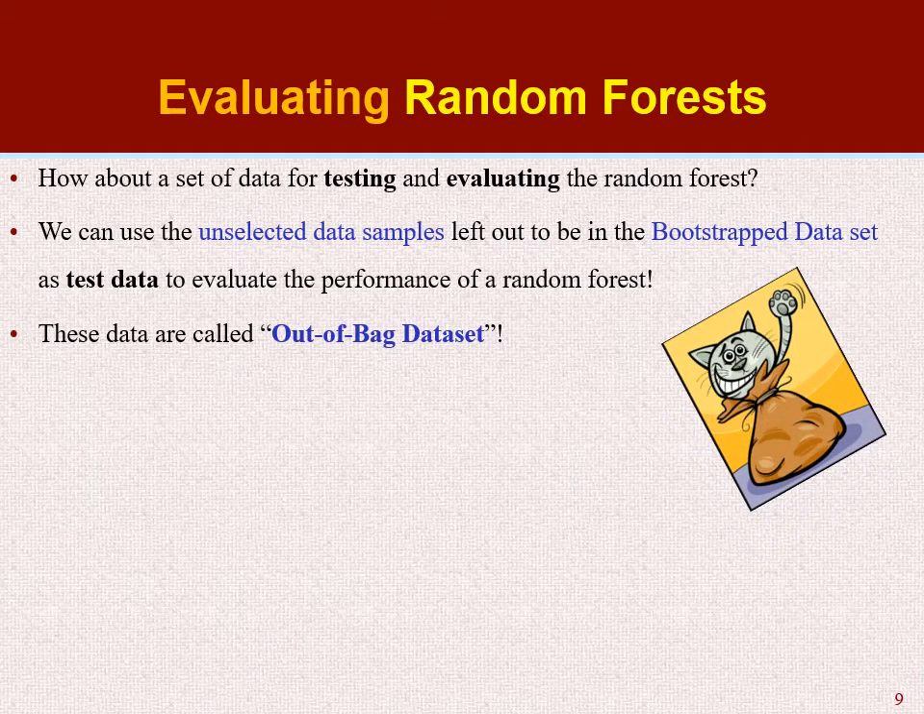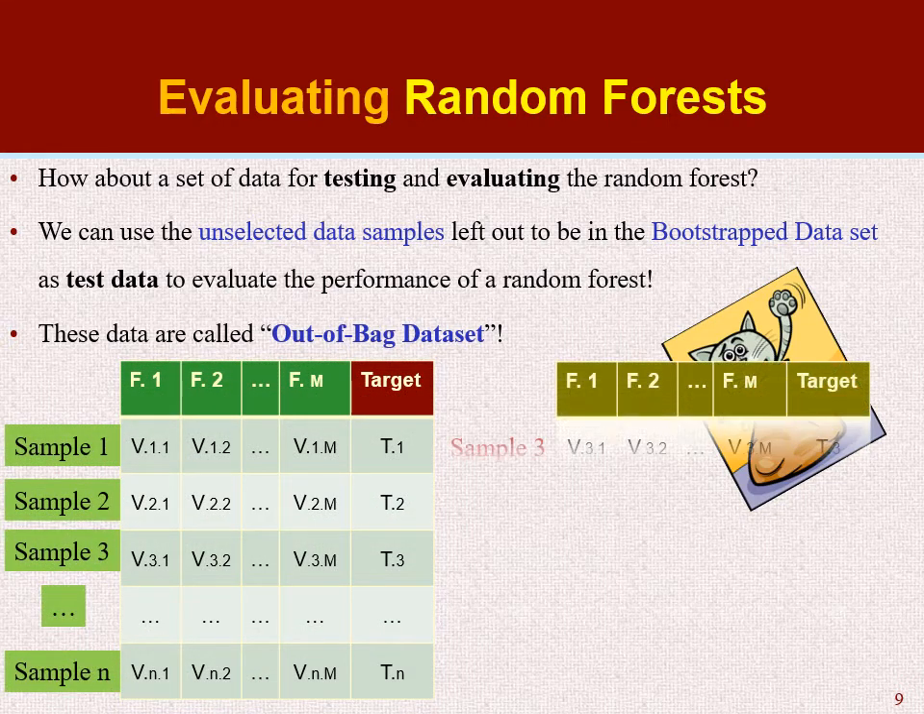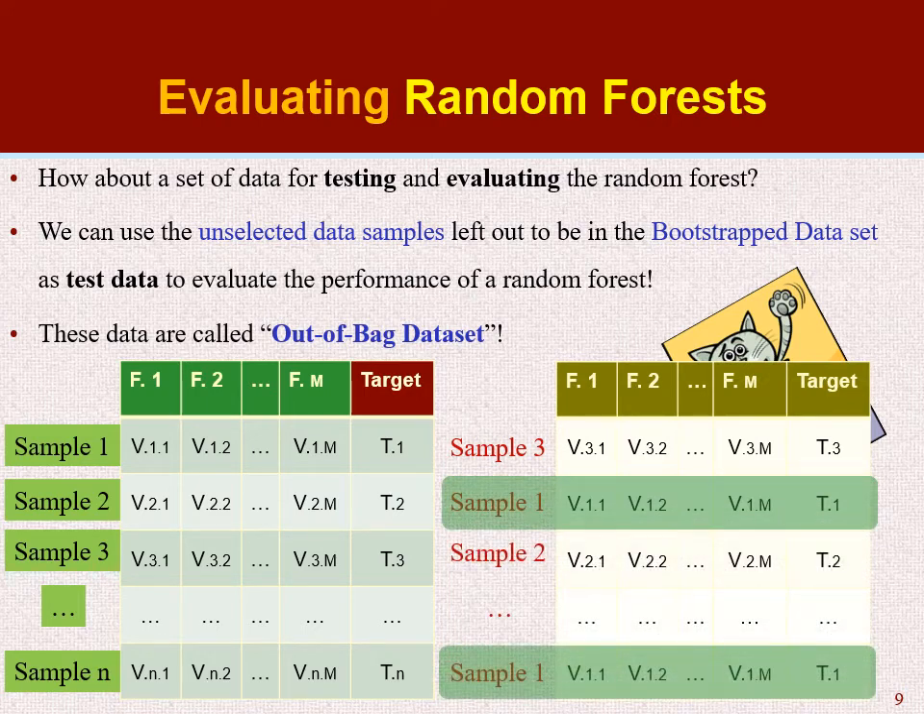These data are called the out-of-bag dataset. Let's go back to our example. This is our original sample of data, and based on that, we built the set of data on the right, which is the bootstrap dataset. If you look closely at the bootstrap dataset, we have repeated samples. For example, here sample 1 has been selected twice. This means that some of the data in our original data on the left have not been selected or used in the bootstrap dataset. For example, sample n has not been selected.